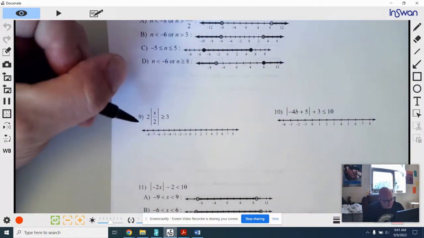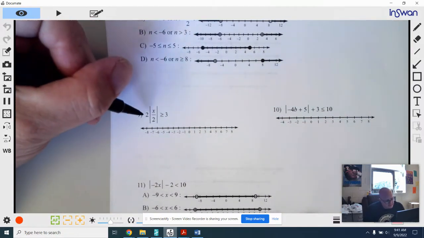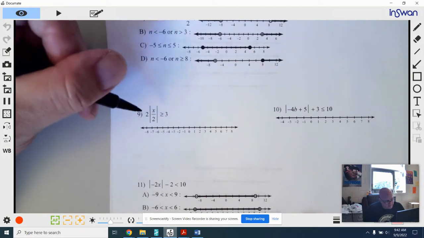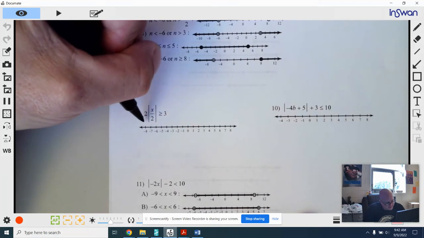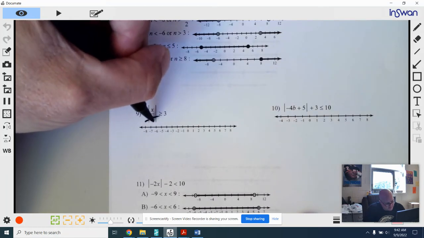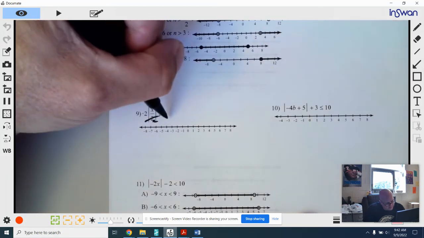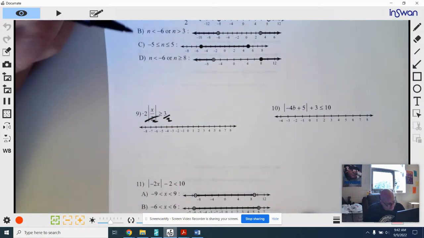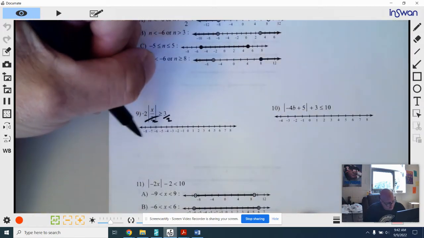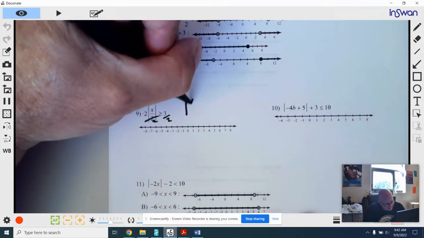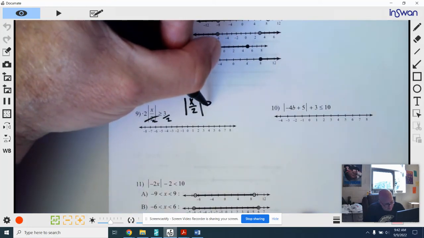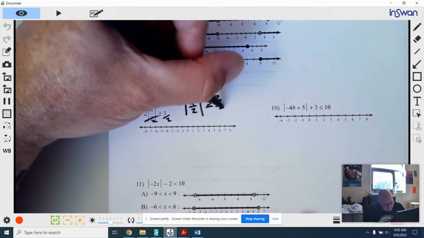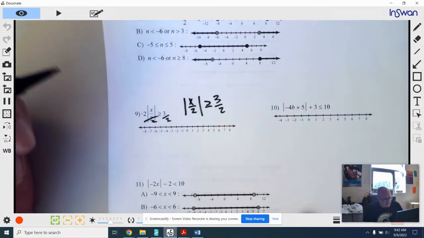So number 9 is the first opportunity where we do not see the absolute value bracket isolated. Okay, so in this case, I want to go ahead and do that first. So I'm going to divide by 2 to get rid of this 2 in front. Come over here, divide by 2. Now, when I do that, I have the absolute value of x over 2 is greater than or equal to 3/2. And I'll just leave it as improper right now.